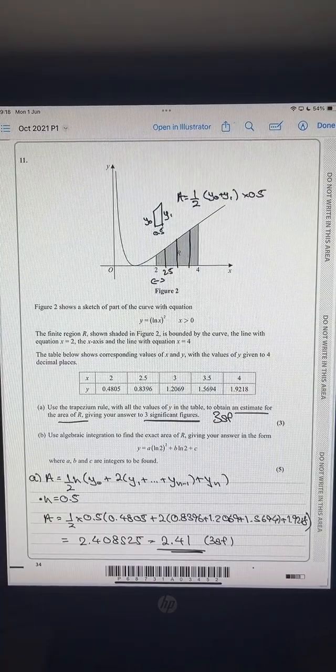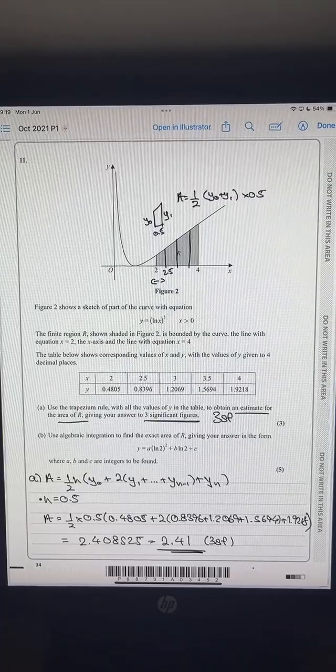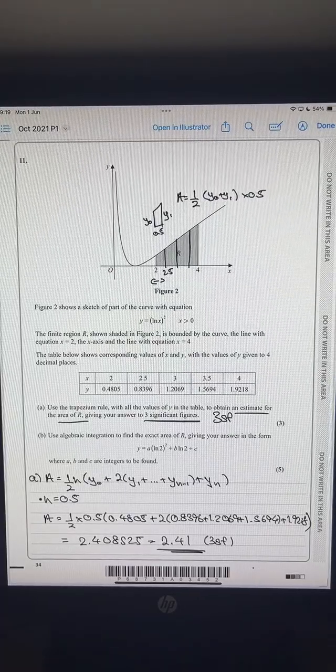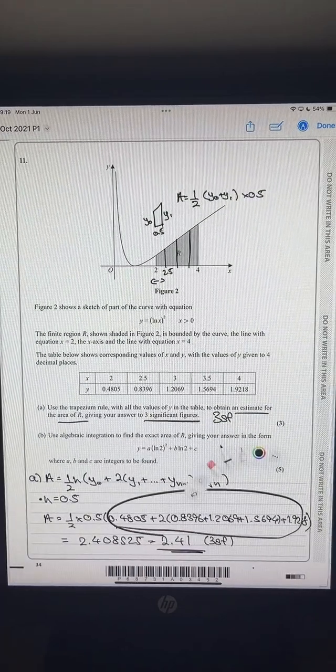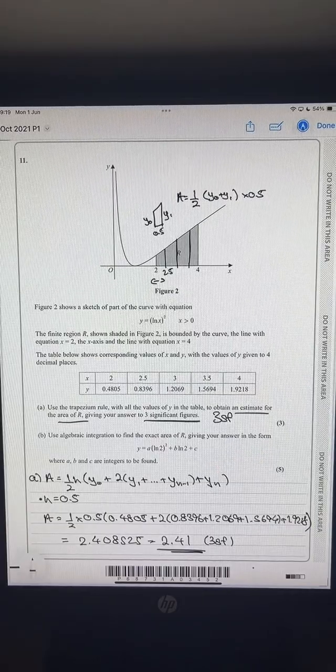But yeah, trapezium rule is all about just using the formula, but use that formula correctly, know what the height is, and use your calculator correctly. And it also helps to write down everything, just in case you make a calculator mistake, they can see you've done the thing correctly. Awesome, hopefully that makes sense.